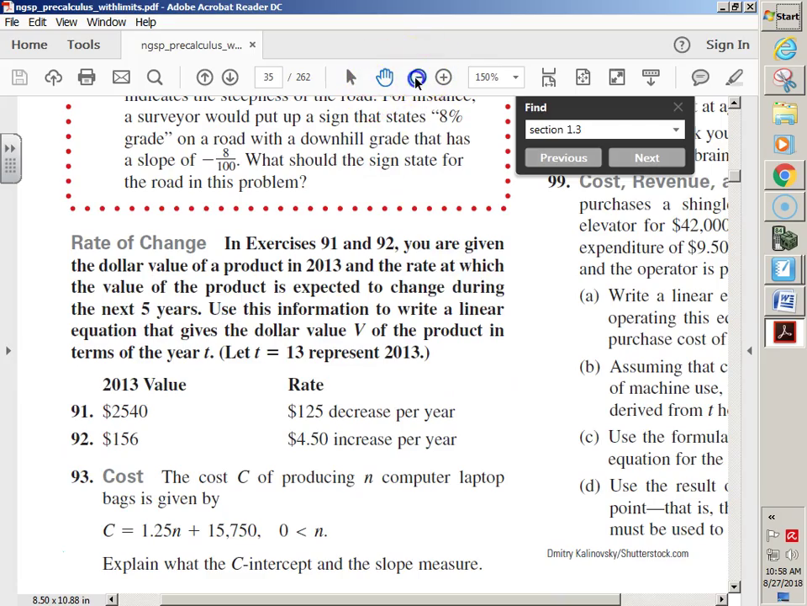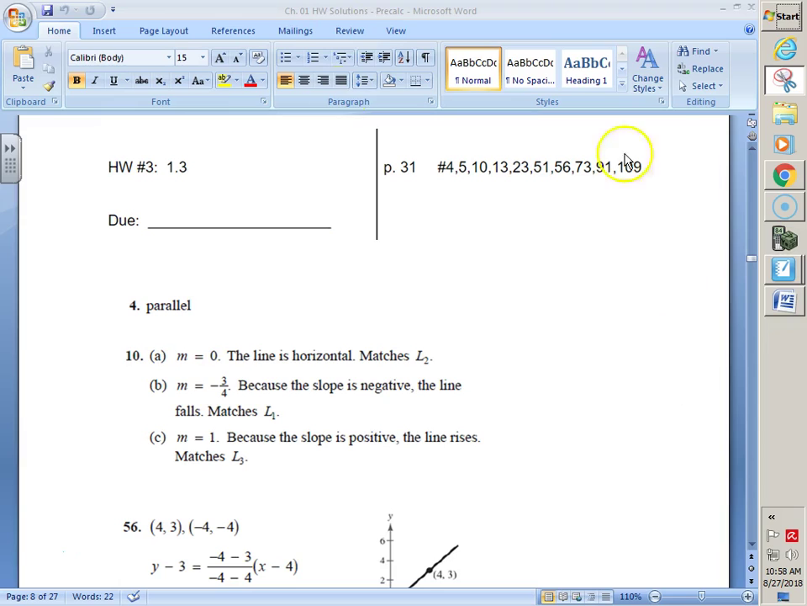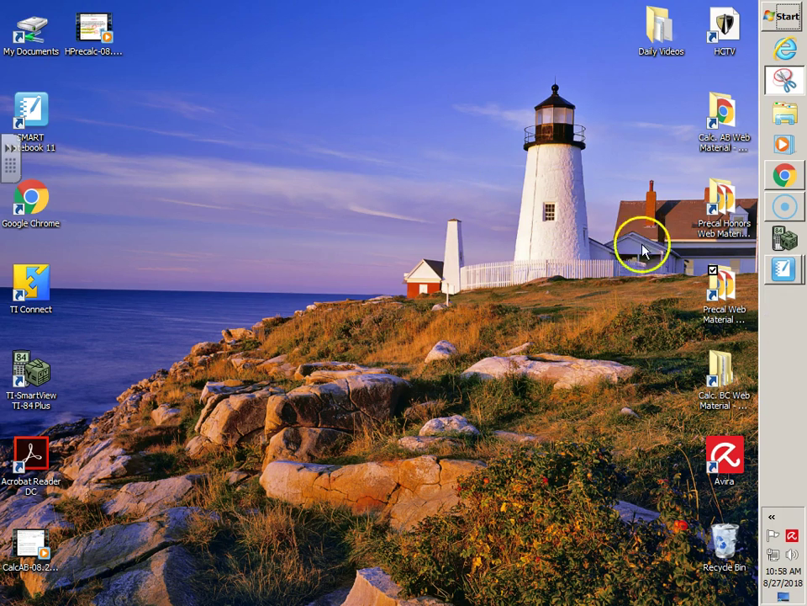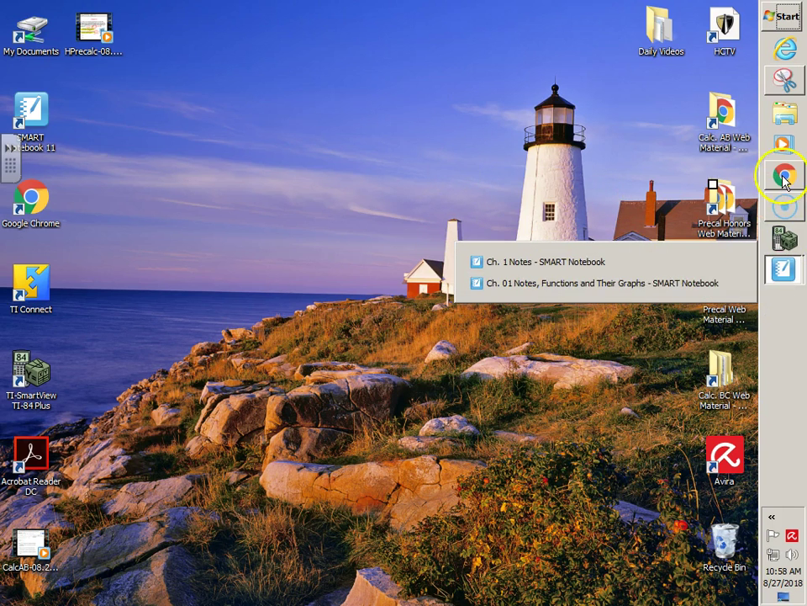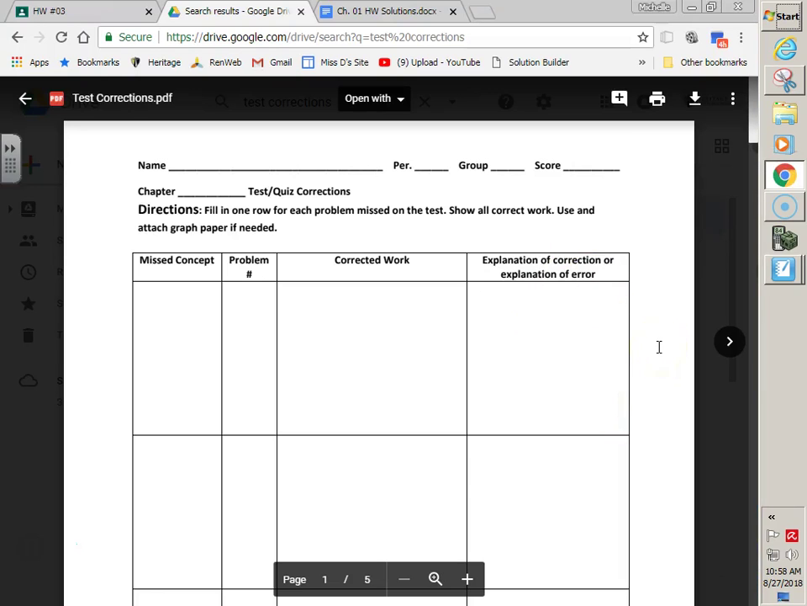So let's go ahead and clear off this homework. Let's get back to section 1.4 because we do have to get a good start in that. However, I did tell you guys I was going to talk about this white sheet that you had, right?